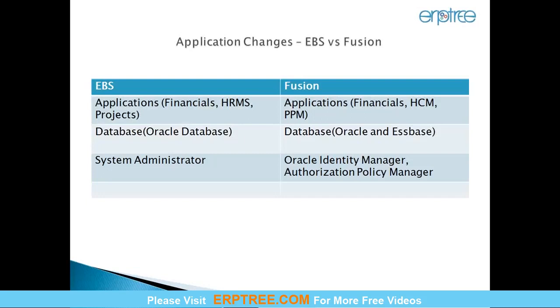And some terminology changes related to the application products. When you talk about Financials, the name remains the same, Financials. HRMS, here we are not going to call it HRMS; they renamed it as HCM, Human Capital Management. Projects, you see here as PPM, Project Portfolio Management. When you talk about database, in EBS we have only Oracle database. In case of Fusion, we have Oracle as well as Essbase. The reason and all, we will be discussing in a very detailed level in the further classes.